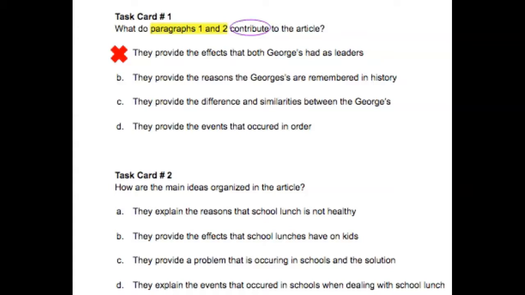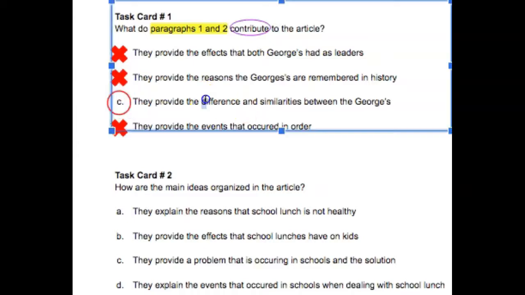B, they provide the reasons that Georges are remembered in history. C, they provide the differences and similarities between the Georges. D, or they provide the events that occurred in order. So it did not give us the events in order. However, we know that it was compare and contrast. So keywords: it provides the differences and similarities. So you'll notice when you pick the text structure that the text structure will actually be in one of the answers. Task card 2. How are the main ideas organized in the article?